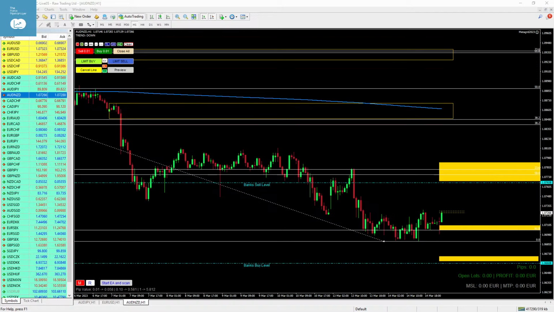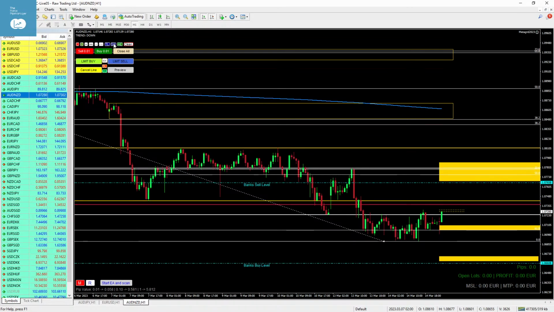So we have to wait, and we have to check, of course, the support and resistance zone here. And then we see we have support as resistance in front of us, ahead of us. We have the H4 resistance, the daily resistance.